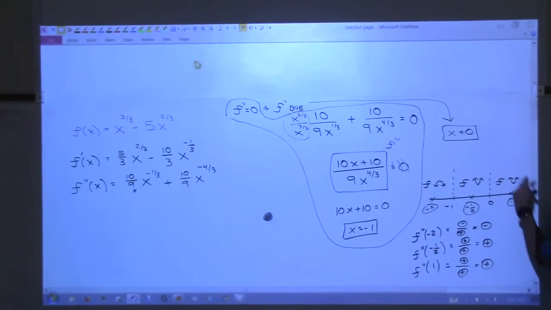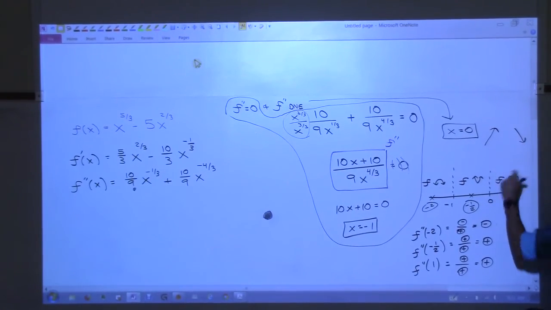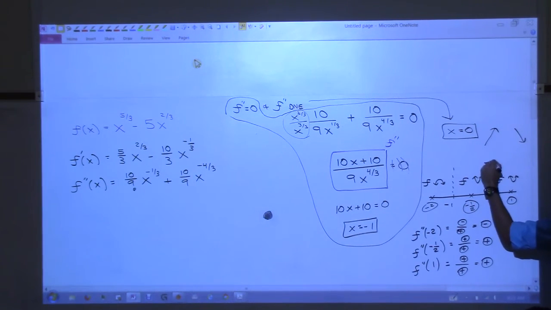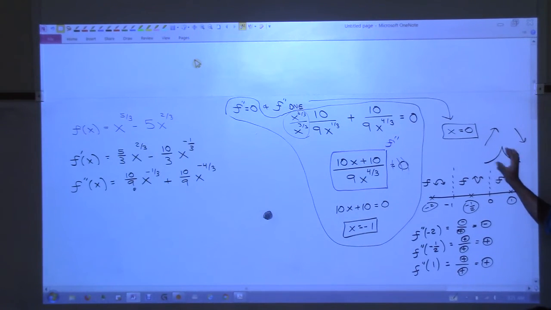So just imagine this. Our function has to go up and down at 0, and it has to be concave up the whole time, which means it's got to look like that. See that? Smile, smile, up then down. That's the only way it can happen. But I'm getting ahead of myself here, okay?